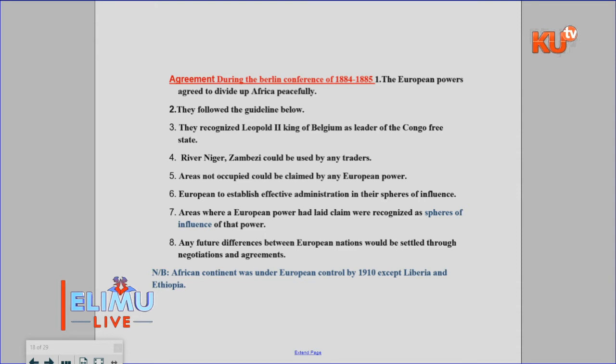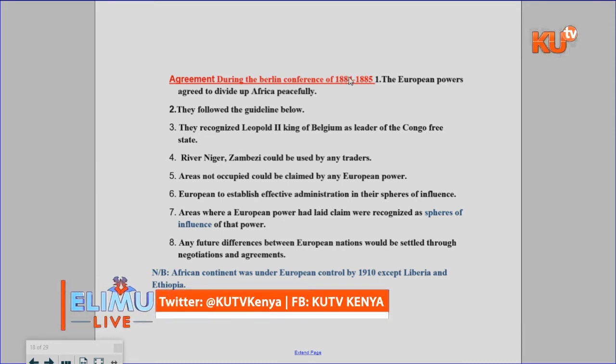Areas where European power had laid claims were recognized as the sphere of influence of that power. Then any future differences between the European nations would be settled through negotiation and agreement. There was no war or disagreement that was supposed to be engaged in.